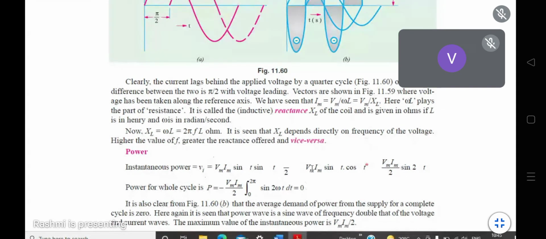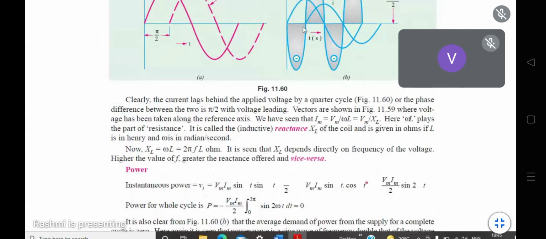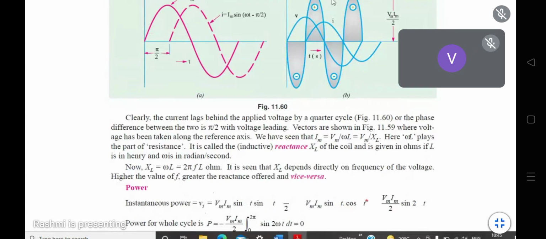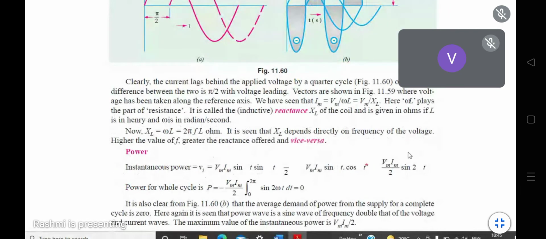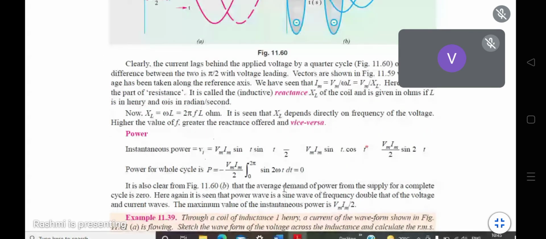So what will be the average power? If you take the average, here this is purely sinusoidal, sine only, no constant part is there. So if you take the average, that will be 0 because it is sinusoidal and the integration or mean of that becomes 0. So the average power for an inductor is 0.